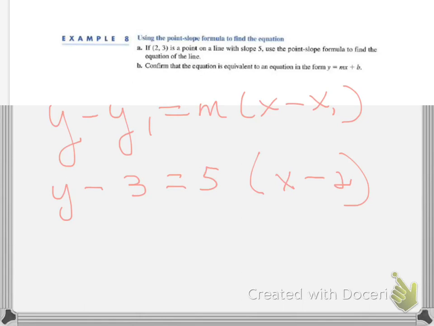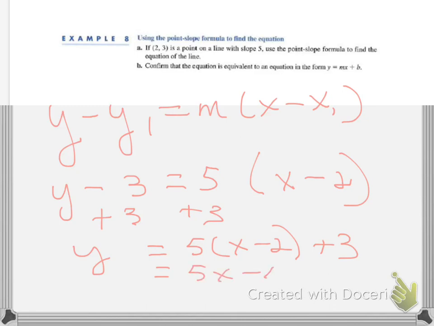Now can you change that into y equals mx plus b form, or slope-intercept form? The first thing I'm going to do is add 3 to both sides. And so I have y equals 5 times x minus 2 plus 3. Distribute that: 5x minus 10 plus 3, and combine like terms. 5x minus 7, and there we are with the desired form.